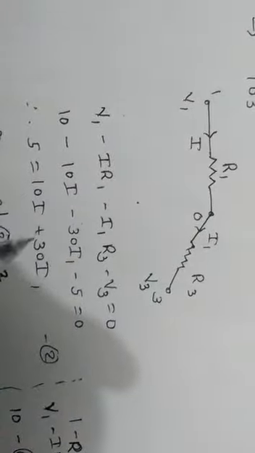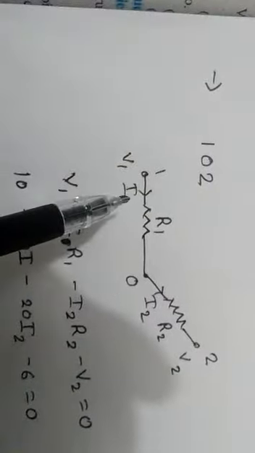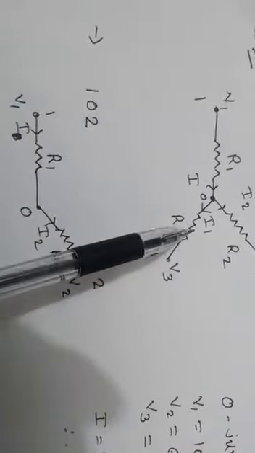Now we are going to put in the values, and that's why we are going to have one equation: 5 is equal to 10I plus 30I1, and another equation that we have is 4 is equal to 10I plus 20I2. Now we want to evaluate the value of I, and that's why we are going to use the elimination method and the junction law. We know that I is equal to I1 plus I2, and that's why we are going to put in the values.